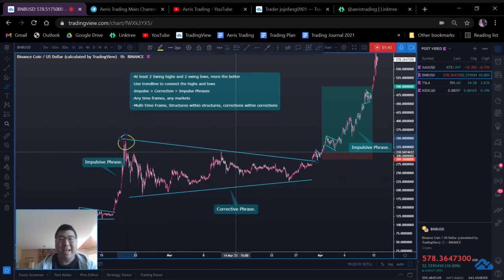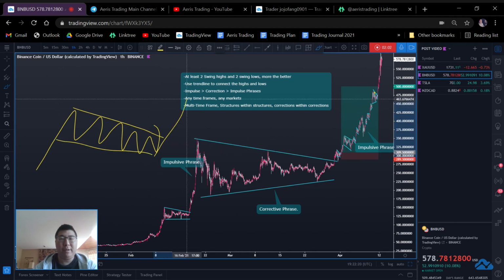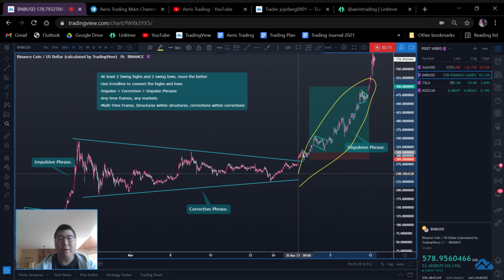If you follow me for a while, you always hear me talk about how, when I identify a correction, there are always going to be at least two swing highs and two swing lows. Okay, I'll go through a few more examples later, but two swing highs and two swing lows is an absolute minimum. The more the better. If you see a structure with three, four, five or six swing highs and lows, that's better, because it's better for the next impulsive move to happen. The deeper, the longer, and the lengthier the correction goes, the stronger the next impulsive move will be.